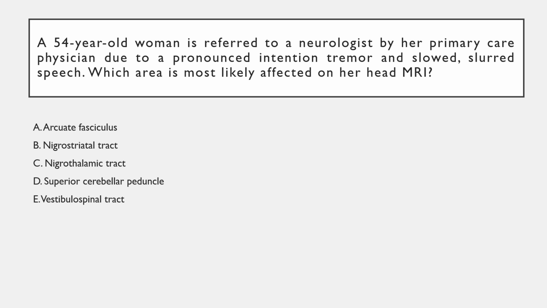Let's have a look at the second question. A 54-year-old woman is referred to a neurologist by her primary care physician due to a pronounced intention tremor and slurred speech. Which area is most likely affected on her head MRI?